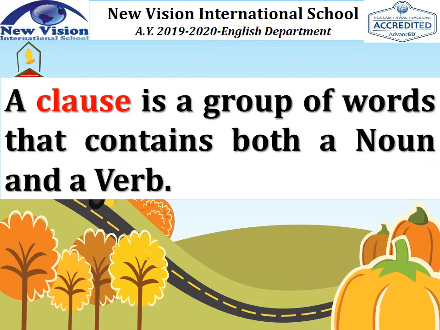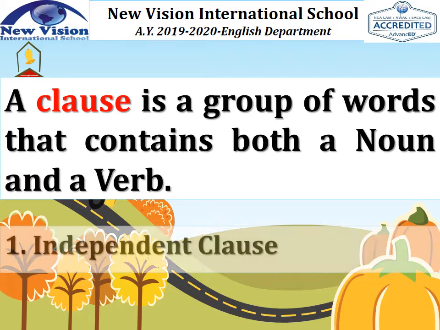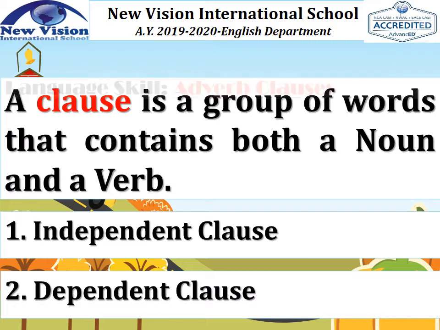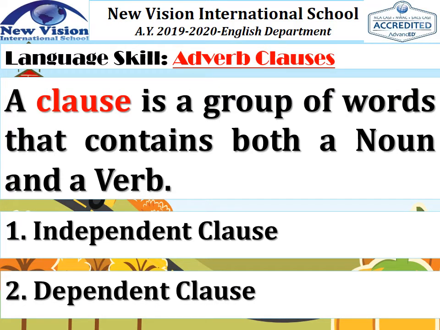All right. When we say a clause, it is a group of words that contains both a noun and a verb. It could be of two. It could be an independent clause or a dependent clause. When we say independent clause, it can stand alone like a complete sentence. There's a subject or a noun and there's a verb or an action. And for dependent clause, it cannot stand alone. Okay? It is incomplete in nature.